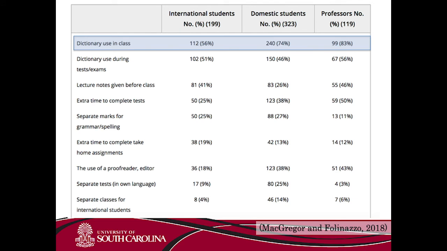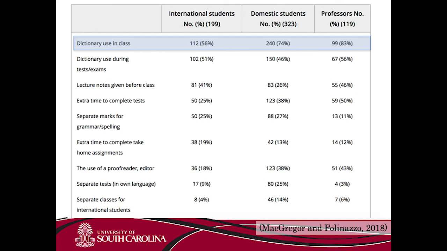Speaking of accommodations, again, this comes from the McGregor study. One thing I just want to point out here is that the question that was posed is which of these things do you feel would be helpful in helping you to be successful in the classroom? One thing that stands out to me is right at the top here. International students feel that being able to use a dictionary in class is helpful. And instructors also felt that way, as well as domestic students.